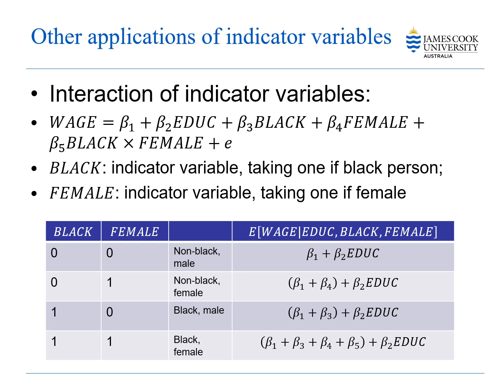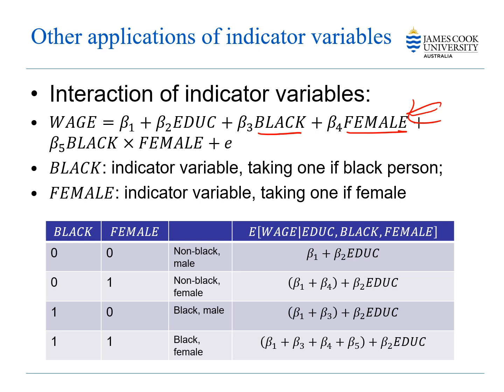First, if we have more than one indicator variable, we can interact them. Suppose we are interested in estimating wage as a function of education, race, black or non-black, and gender, female or male. Black and female are dummy or indicator variables, taking a value of 1 if a person is black, or if a person is female, and 0 otherwise.